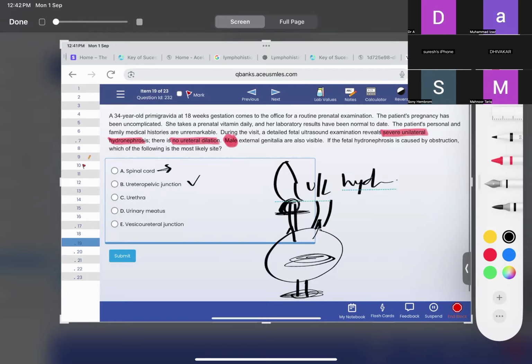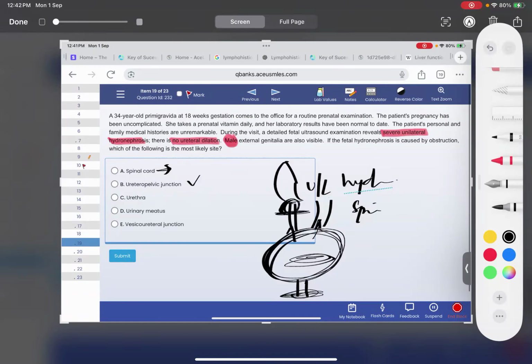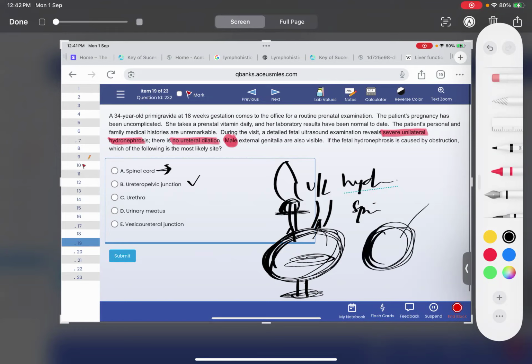Why not spinal cord? Spinal cord lesions like spina bifida, we will have which type of incontinence? Overflow incontinence. The bladder will be full all the time. It will cause bilateral hydronephrosis. Same for the urethra. Like we have discussed, the urogenital sinus membrane: if we have blockage in the posterior urethra, we call it urogenital sinus obstruction, which is bilateral. Same for the urinary meatus.